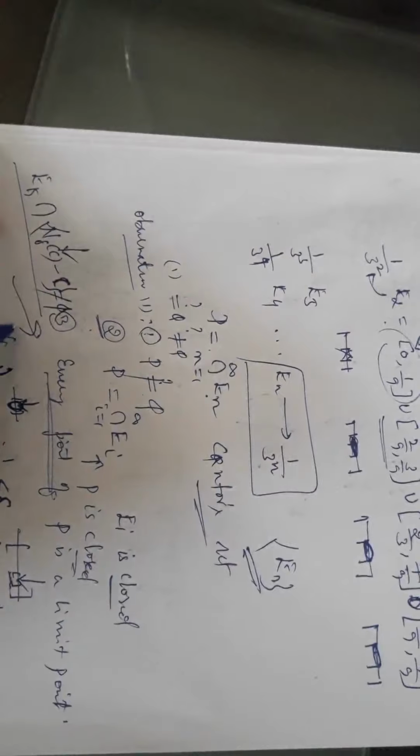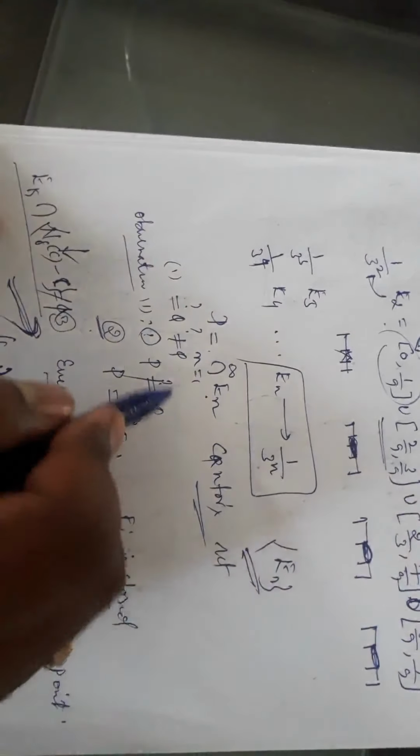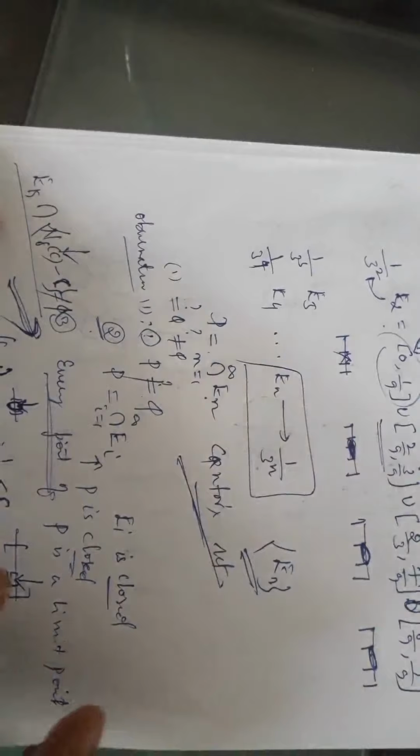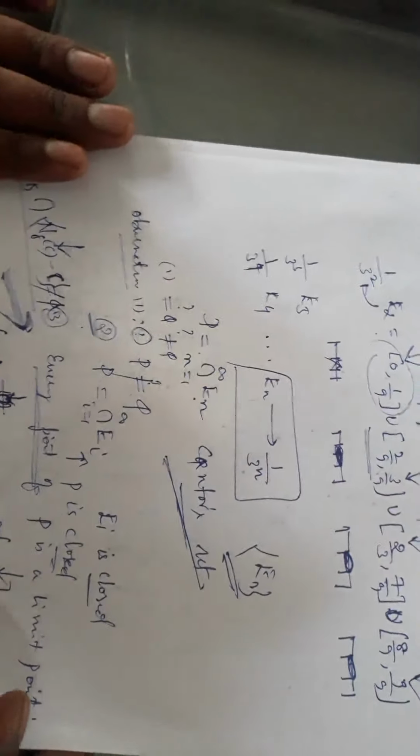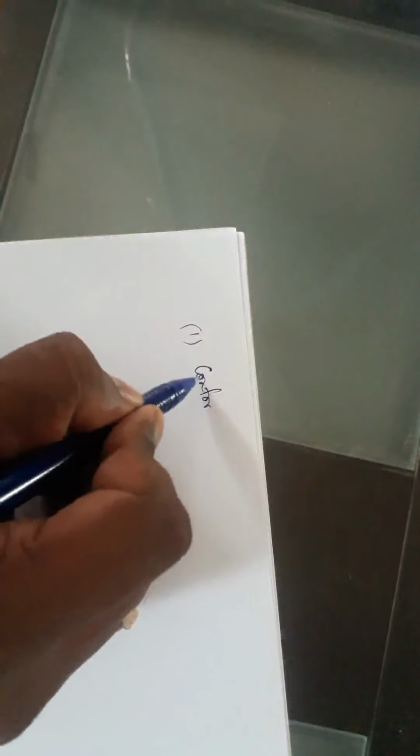If you can't visualize this, you can just say the Cantor set is a closed set, so every point is a limit point. But the other important facts regarding this Cantor set: the Cantor set is closed, right? Whether it is bounded: because the interval lies between 0 and 1, it is bounded. If it is closed and bounded, you can say it is compact. So the Cantor set is compact.